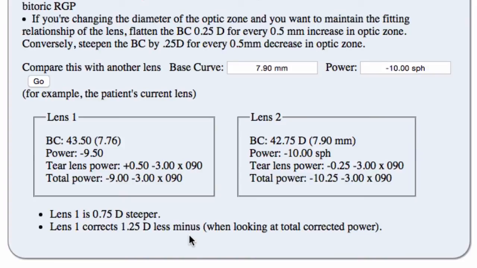So sometimes I calculate these numbers and I think, well, how is this different from what they used to wear? Am I prescribing more minus, less minus? It's not a tough calculation, but it's a little bit cumbersome. So there's a quick, easy way to compare rigid lenses here. So that's it in a nutshell.